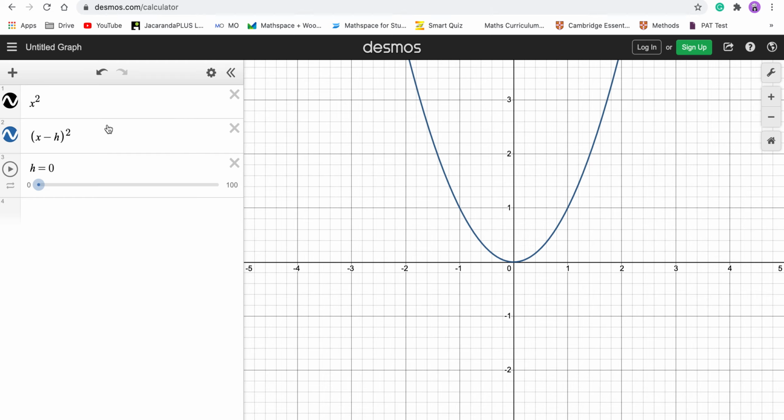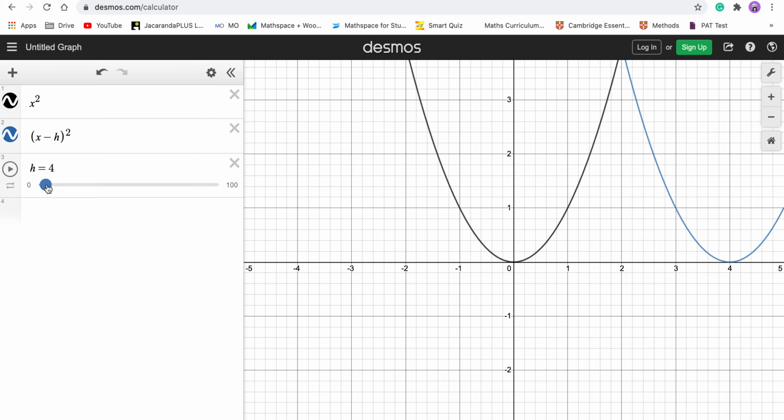Here, good. So you can see here I have my basic parabola, x squared, and here I have in blue the one that I'm going to modify with (x take away h) all squared. And I'm going to start moving my slider here and see what happens. And as I increase my h, look what is happening. It's starting to move to the right. So it's translating to the right, okay?